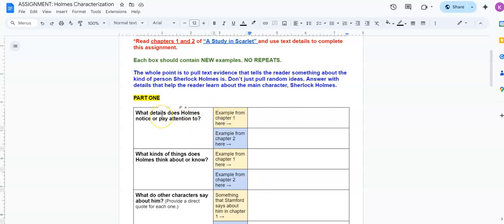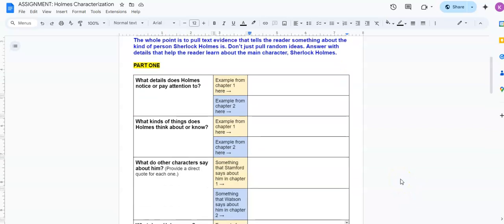So let's go over what you're going to need to analyze. For part 1, the first thing you're going to do is write down some details that Holmes notices or pays attention to. So think about, as he's looking at things in our story, what are some things that he notices. Big hint here, it's something a little different than what most people would notice. So think about that. Find examples from the text that show the kind of things he pays attention to.